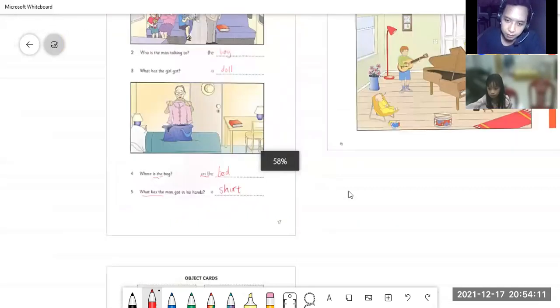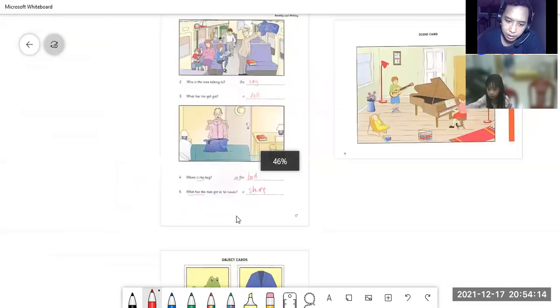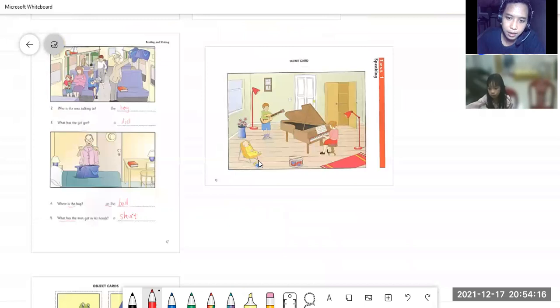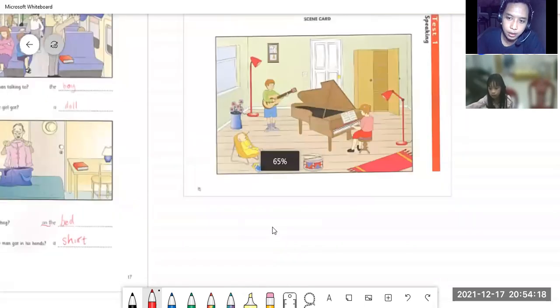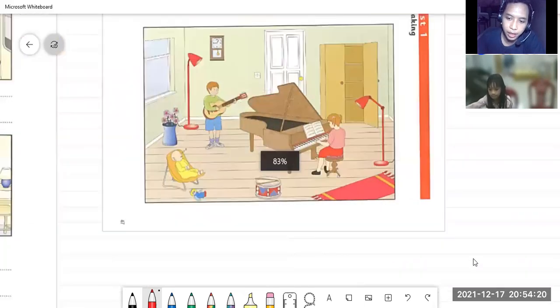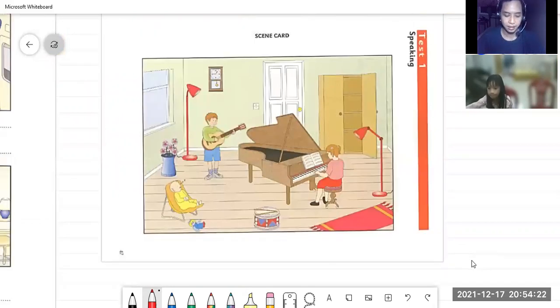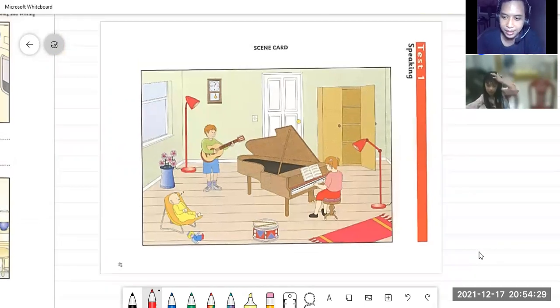Okay, so that is for reading. Now we move on to the speaking test. Are you happy? Yes. Please smile. Okay, smile and learn. Okay, are you ready?